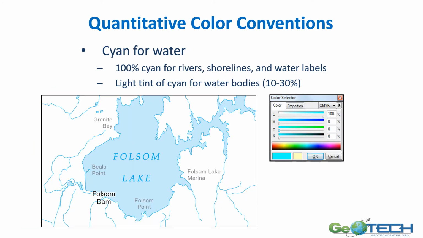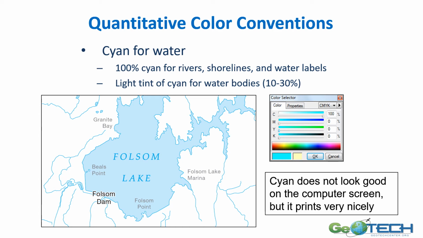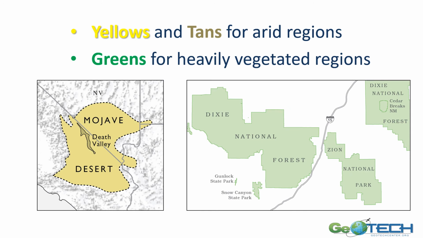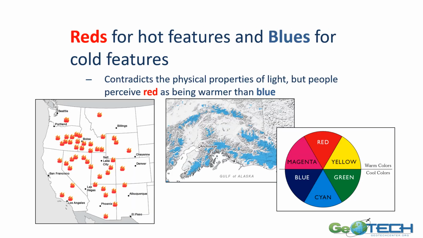Here, the quality of the color conventions. Cyan for water is good, and it looks pretty good on printed maps, but not so good on your monitor. So if you're going to do a presentation, you may think about that. Yellows and tans for arid regions, green for heavily vegetated regions. These are kind of things that are just conventions that most people will feel aligned with.